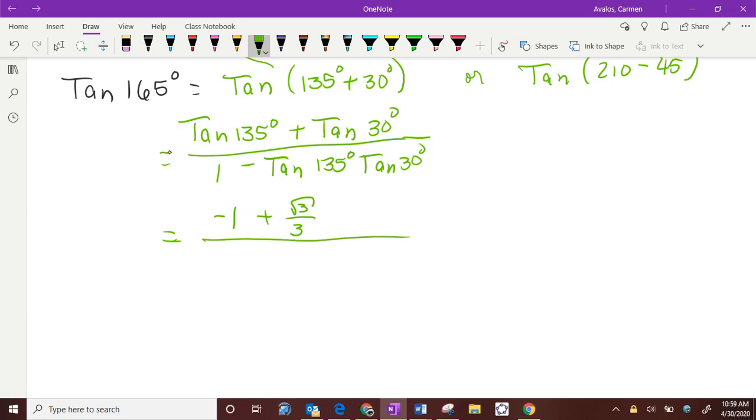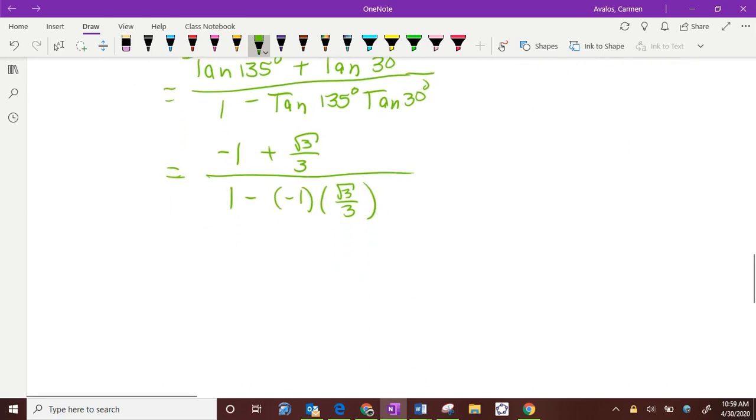And then we have 1 minus, and then we do the tangent of 135. You already did that, so you get -1 there, and you already did the tangent of 30, so square root of 3 over 3. And so this is a complex fraction. We do not want a complex fraction here, but I'm just going to simplify it a little bit. So it'd be -1 plus the square root of 3 over 3, over 1 plus the square root of 3 over 3.